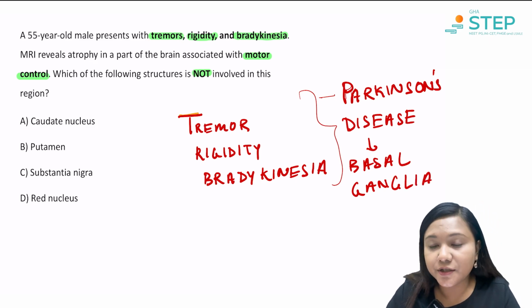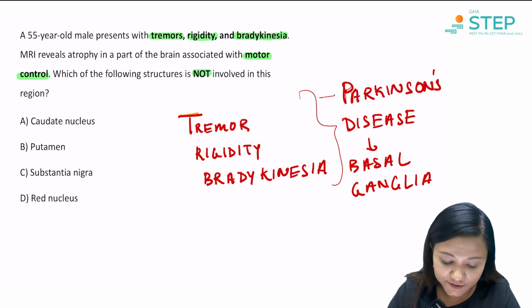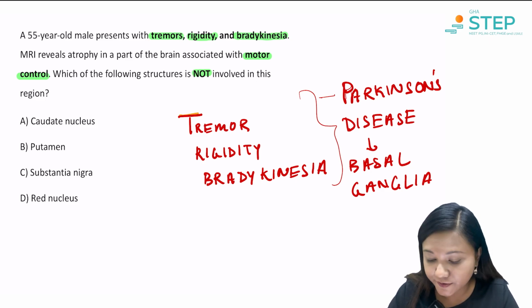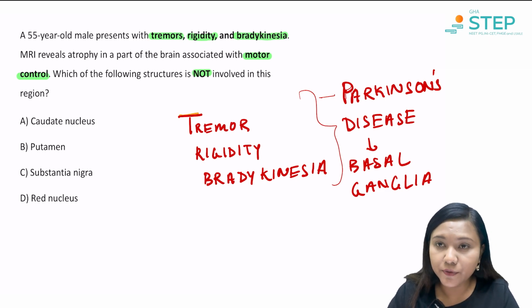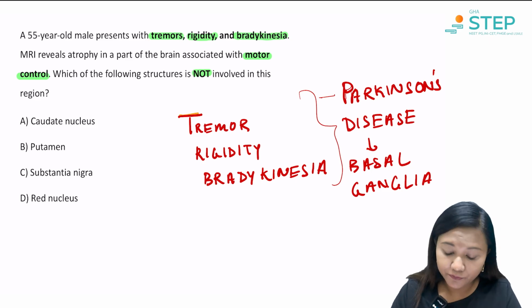It's a neurodegenerative disorder involving the loss of dopamine from the substantia nigra. So from just these three signs and symptoms, tremor, rigidity, bradykinesia, you know it's Parkinson's disease and it is involving the basal ganglia. Now you have to know the components of the basal ganglia. So let us come to the components of the basal ganglia and then we'll come back to this question.